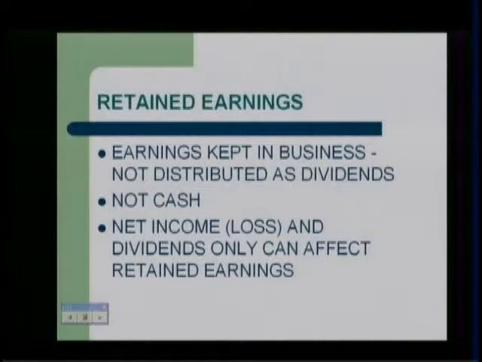There are only three things that can affect retained earnings. It will go up if you have net income, it will go down if you have a net loss, and it will go down when you pay dividends. So those three things are the only things that can affect retained earnings. And if you remember our little equation, our owner's equity consists of paid-in capital, which would be common stock, preferred stock, and additional paid-in capital, and retained earnings. Retained earnings is affected by only income, losses, and dividends.